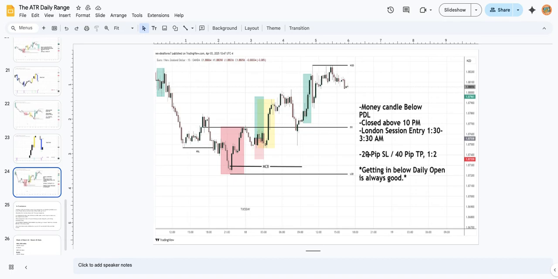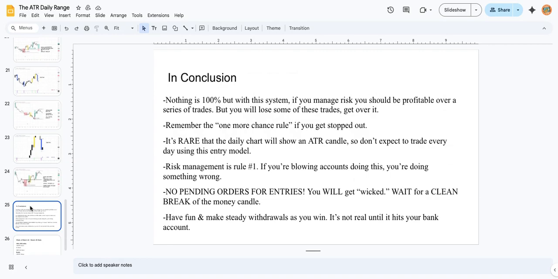And same thing if you're short. If you can get in above the daily open, that's good too. All right. So in conclusion, nothing is 100%, but with this system, if you manage risk, you should be profitable over a series of trades. But you will lose some trades. Okay. You just got to get over that.